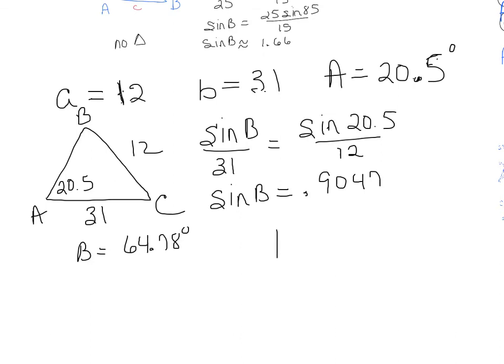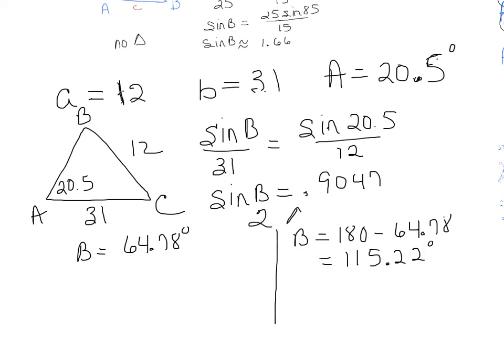Okay, we also have to check, B could also be 180 minus 64.78, which is what? 115.22. Just calculator, just subtract. Now, if I add angle A to that, if I add 20 degrees to that, is it more than 180 or less than 180? Less. So this is a two triangle.